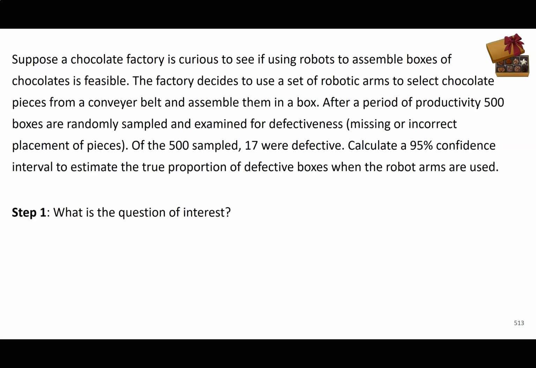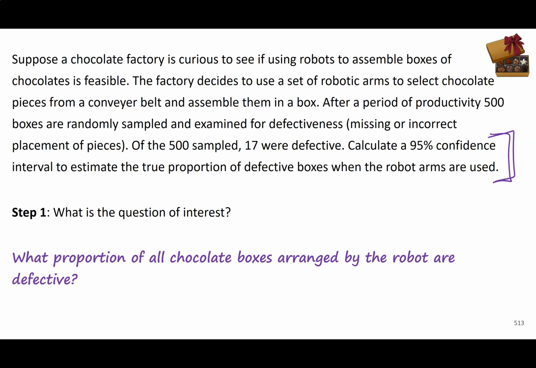So remember here, looking at a 95% confidence interval, this tells me that the question I ask should be open-ended. So like, what is? So what proportion of all chocolate boxes arranged by the robot are defective? That's what we're going to start. You could have said, what is the proportion of all boxes that are arranged that are defective? Either is totally acceptable. It is quite a wordy sentence there, but that's what we're looking for.